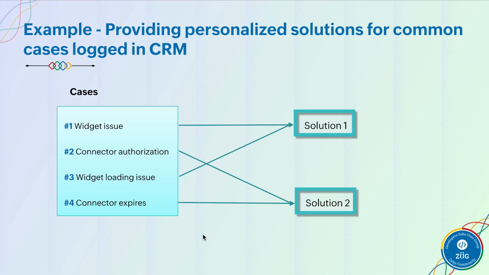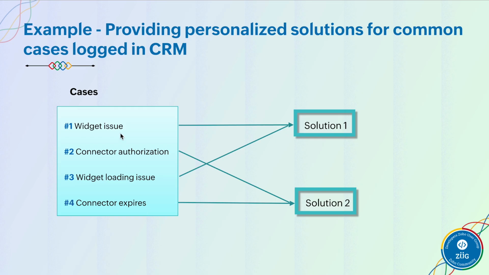So as a sales agent who's currently handling these cases in Zoho CRM, you might have some commonly arising cases coming to you. So let's say you have 4 cases as part of this cases module: widget issue, connector authorization, widget loading issue, and connector expires. So across these cases, certain cases can be commonly arising cases. As a sales agent, you might know the solution for this case, but still you'll have to enter that case and update or provide the solution manually for that particular case.